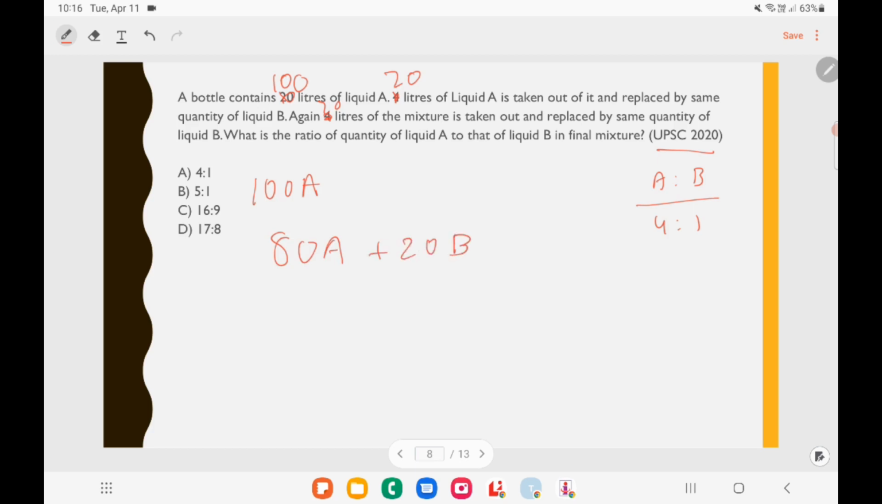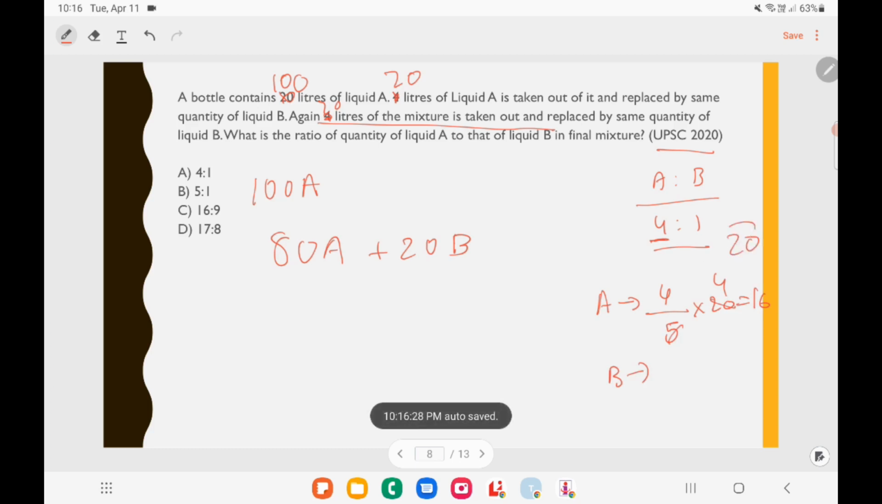Now 20 liters of this mixture is taken out. From here 20 liters is taken out. So we need to see in that 20 liters how many A is there, how many B is there. So how many A will be there in that 20 liters? 4, right? Ratio of A is 4. So 4 by total 5, 4 by 5 into 20. So you are getting 16 A. And how many B will be there? Total 20 was there. If 16 was A, the rest 4 will be B. So it was like this.